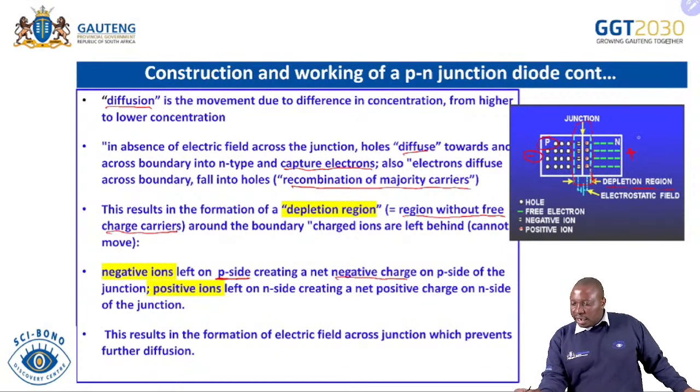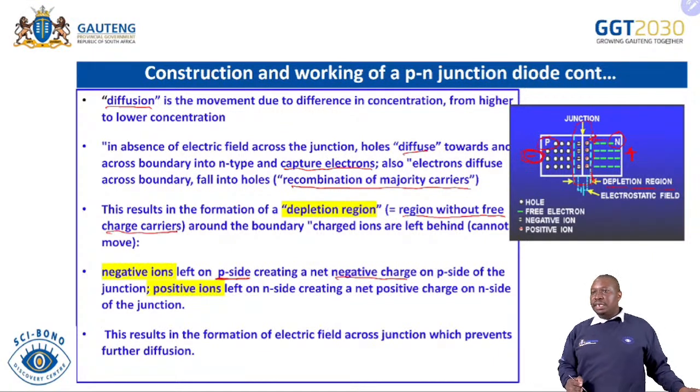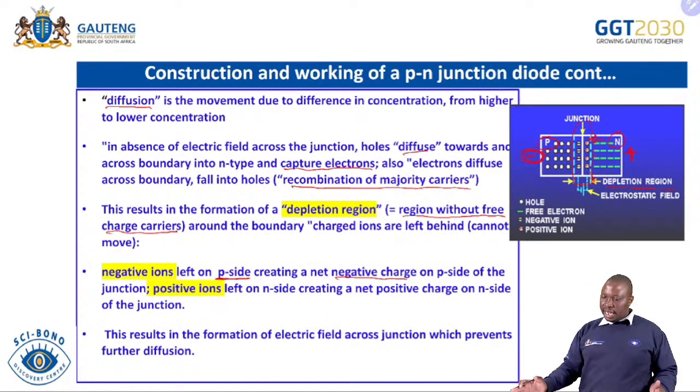So we're saying electrons will move from the n-type, which is where the electrons are, towards the p-type, towards the holes, and the holes will move towards the electrons. When the electrons move, they leave a positive charge. When the holes, the positive charges, move towards the electrons, they leave a negative charge. So you understand that we will have a positive and a negative.